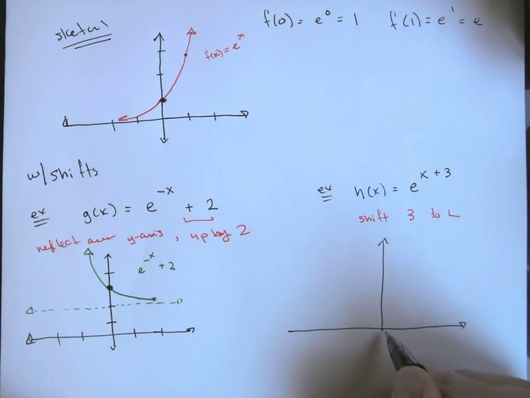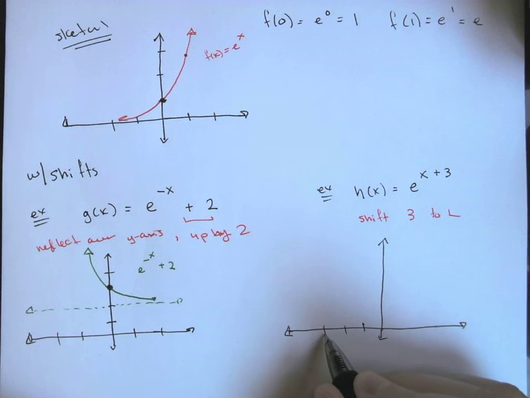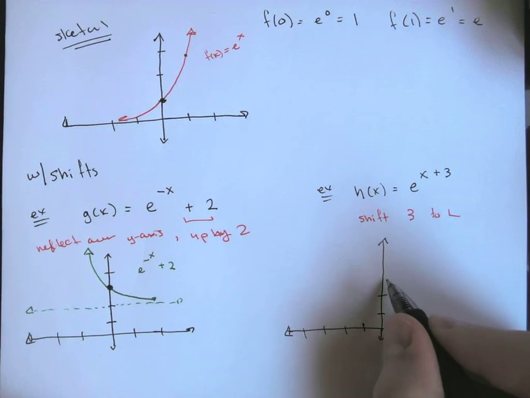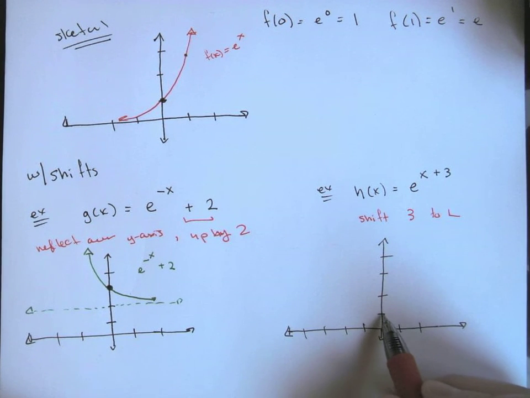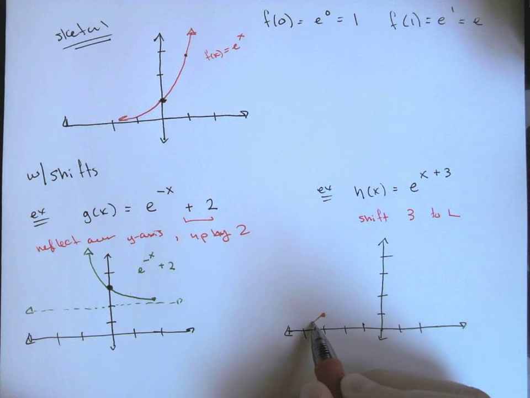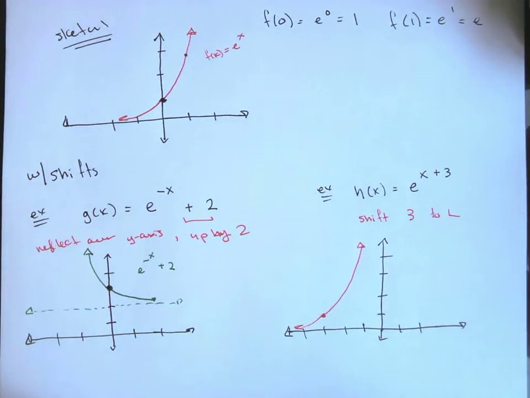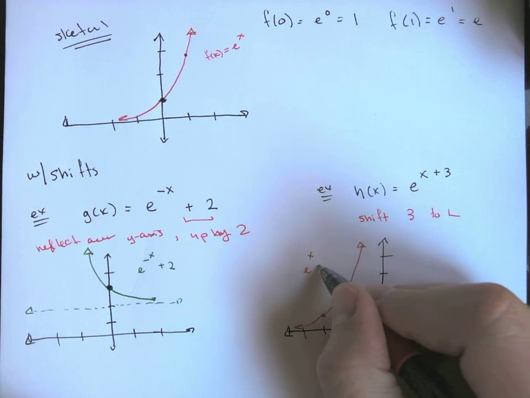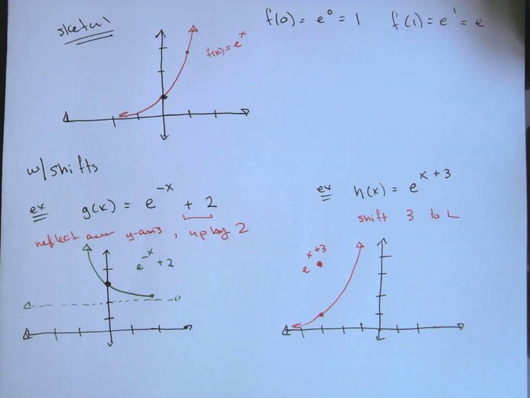I'll try to leave myself a little more space here on the left-hand side. 1, 2, 3, 4. And so our new points, instead of 0, 1, we're shifting everything 1, 2, 3 to the left. So we're at negative 3, 1, flattening out to the left, rising up to the right. So e raised to the x plus 3, up in the corner.